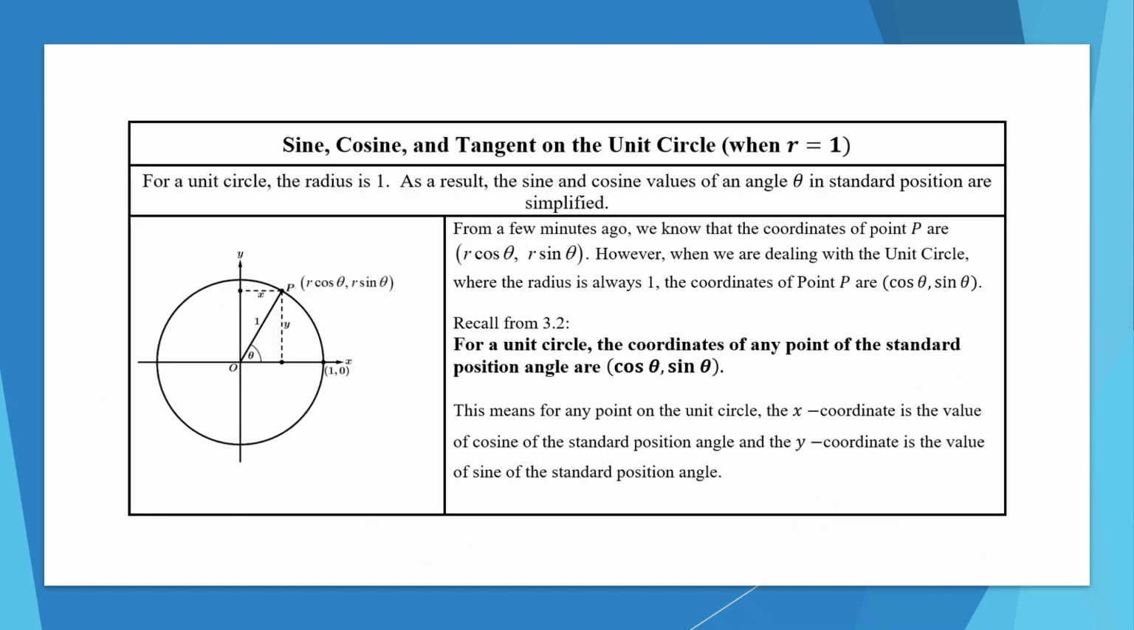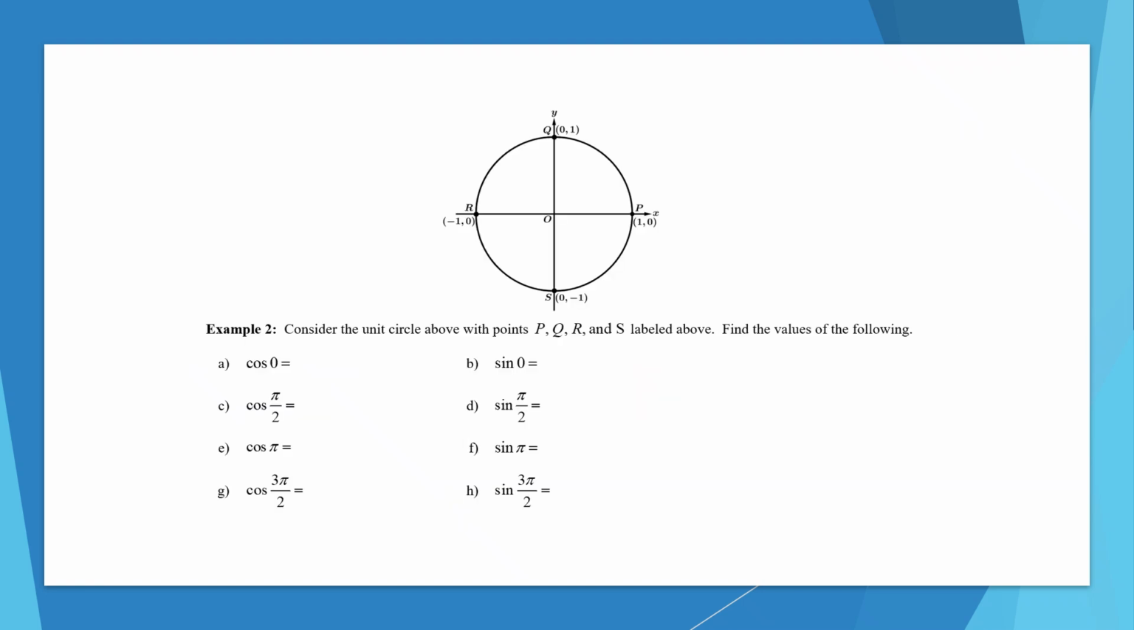All right, so sine, cosine, and tangent on the unit circle when the radius is 1. So going back to that simplified unit circle, it turns from r cosine theta, r sine theta, to just cosine theta, sine theta, because your radius is 1, and that really doesn't impact anything. So just know the x-coordinate of any point on the unit circle is the cosine value for that angle, and same with the y-coordinate and the sine value for that angle.